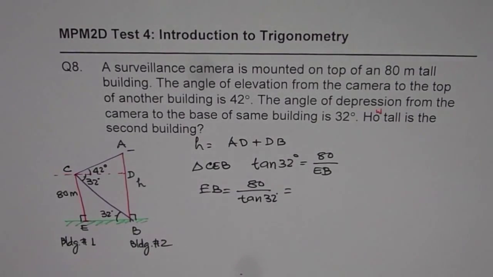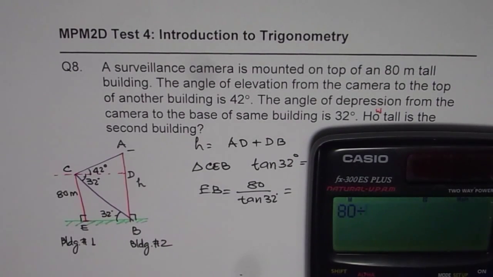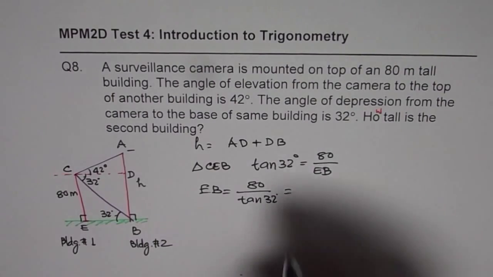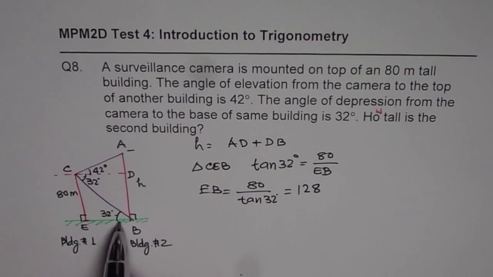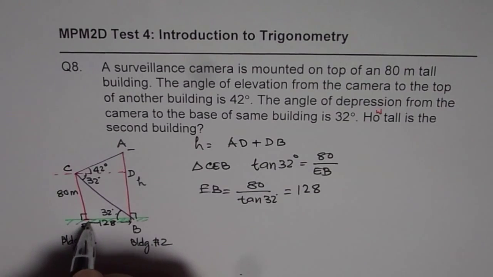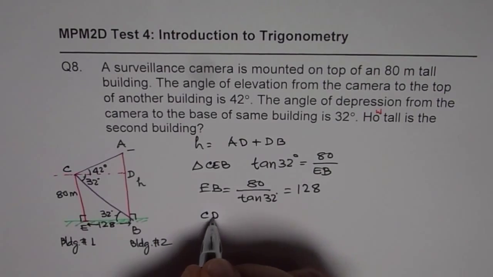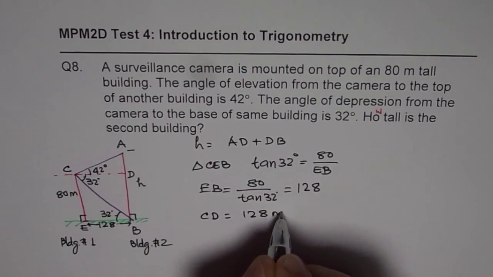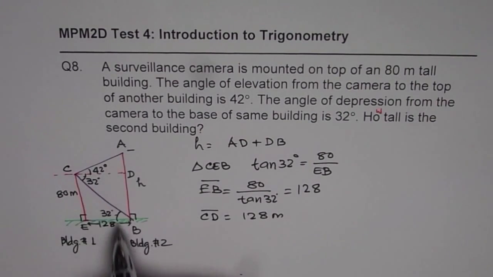So let's use the calculator and find the answer. We have 80 divided by tan 32. That gives you 128.02. So let's write 128 meters, right? So EB is 128. Let's write 128 here for the time being. If EB is 128, that means CD is also equal to 128 meters, correct? The length EB and length CD are the same, right? So that is also 128 meters.